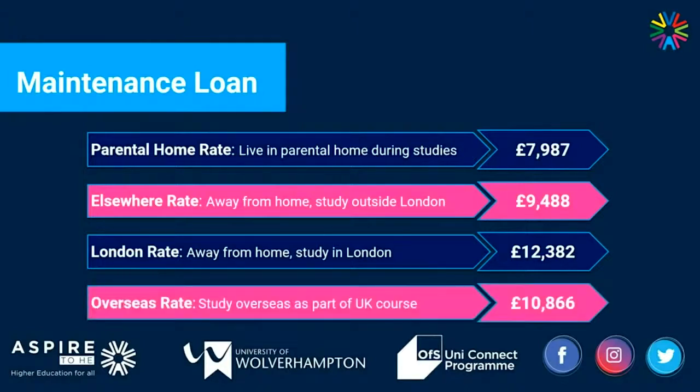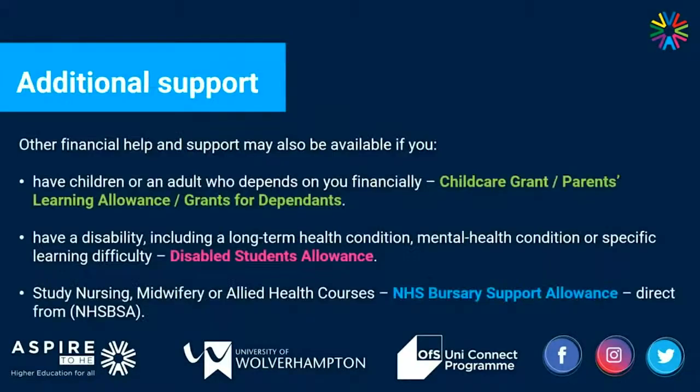And finally, if your university in the UK provides you with the opportunity to study part of your course overseas, then the maximum maintenance loan you could receive is £10,866. Earlier in the video, we previously mentioned that there is additional support available that you could access depending on your situation. For instance, if you have any children or have an adult who depends on you financially when you begin your studies, you could make use of the childcare grant, the parents' earning allowance, or the grants for dependents. You may also receive additional financial support if you have a disability through the Disabled Students Allowance.